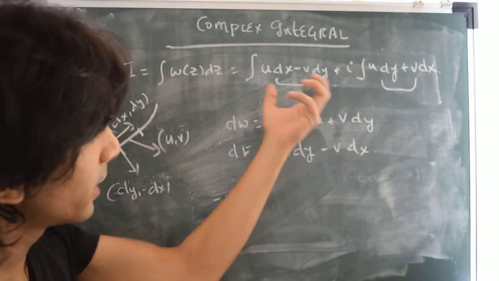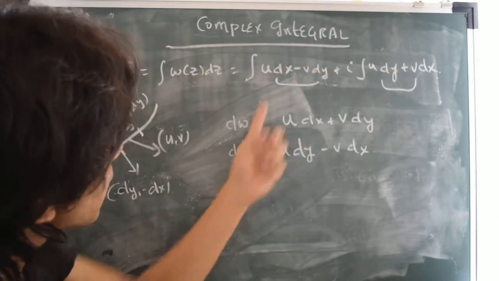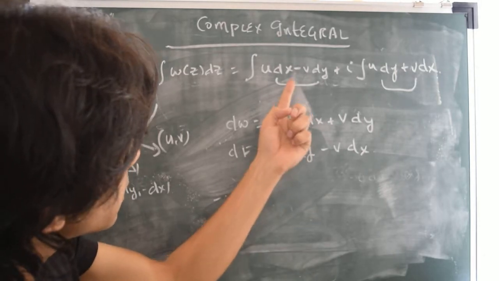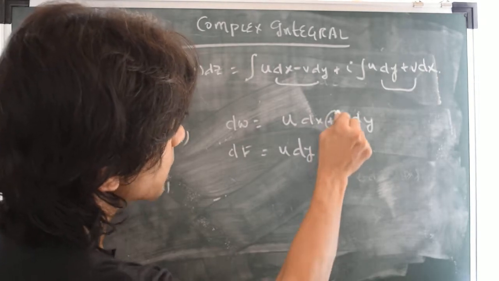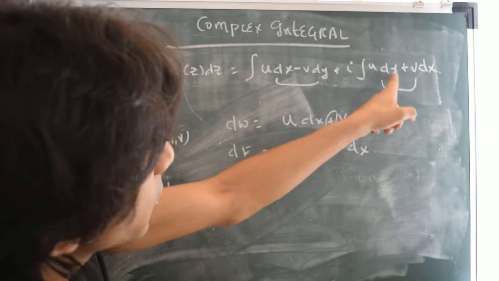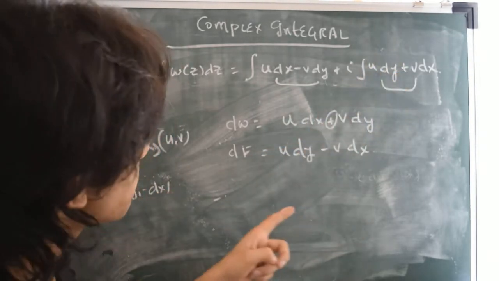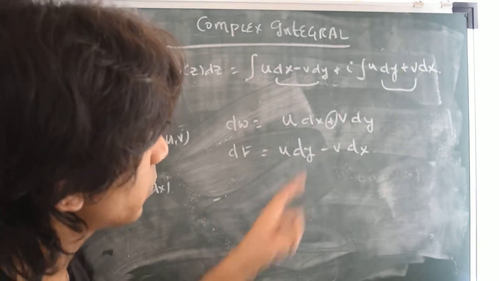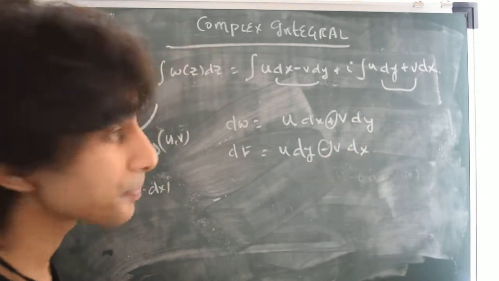Now, if you look at these integrands, we can see why casting this complex integral in this form was quite suggestive, because the first term has u dx minus v dy. That's suggestive of something like the work done, but not quite, because we have a minus sign here. If this was a plus, we'd get exactly this quantity. In the same way, if you look at the imaginary part of the integral, we have u dy plus v dx, whereas if we calculate the infinitesimal flux, we have u dy minus v dx. So again, it's very similar, except that the sign is flipped.